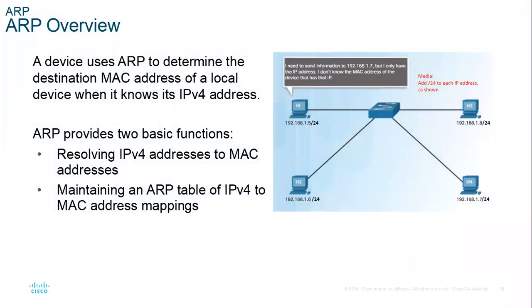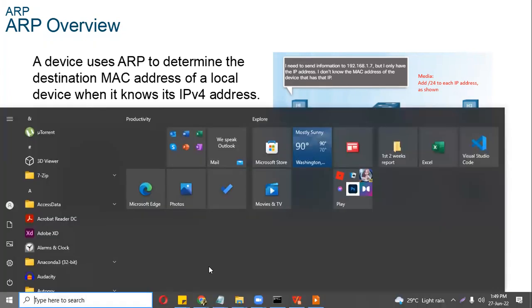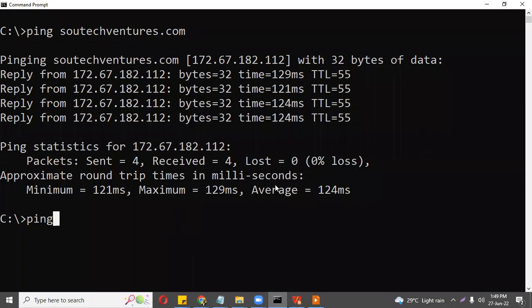ARP. A device uses ARP to determine the destination MAC address of a local device when it knows its IP version 4 address. ARP provides two basic functions: resolving IP version 4 addresses to MAC addresses. Yes, each system is going to have its own IP address, and each system is going to have a MAC address, but we need to match these two. Then, of course, ARP does another thing by maintaining an ARP table of IP version 4 to MAC address mappings, right?